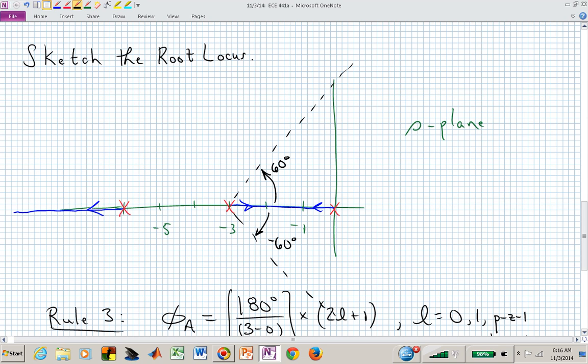If that third pole was not there at -6, and you just had two poles, they're going to meet right in between symmetrically and go off at plus and minus 90. But we have three poles. Where they meet depends on the relative locations of those three poles, but we do know that they are going to approach those asymptote lines at 60 and minus 60 as we crank up the gain K. Rule 4.